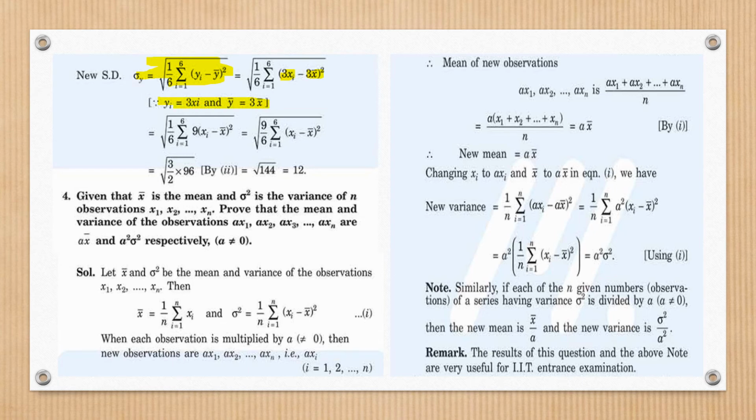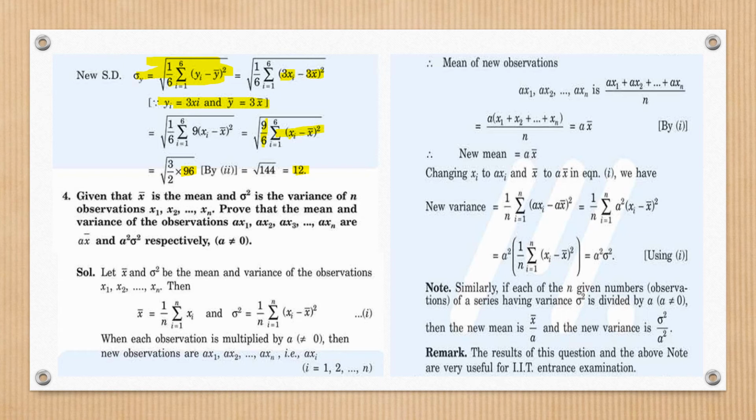Now can I take out 9 outside? Yes. So 9 by 6 will be outside here, and remaining is summation i varies from 1 to 6 (xi minus x bar) whole square, whose value is 96. So this we can take out as 12, which is the required answer. 12 is the required answer.